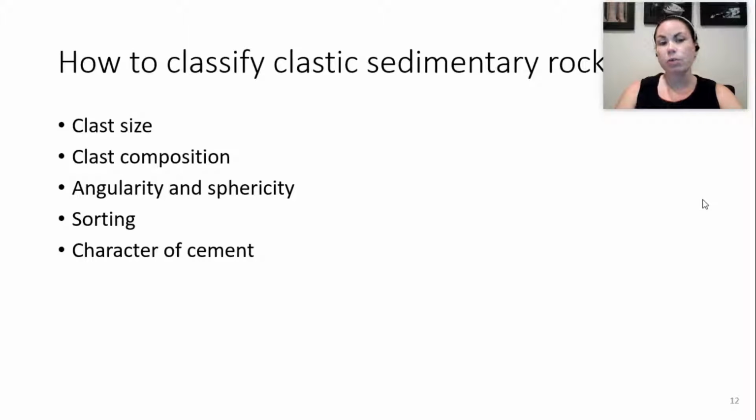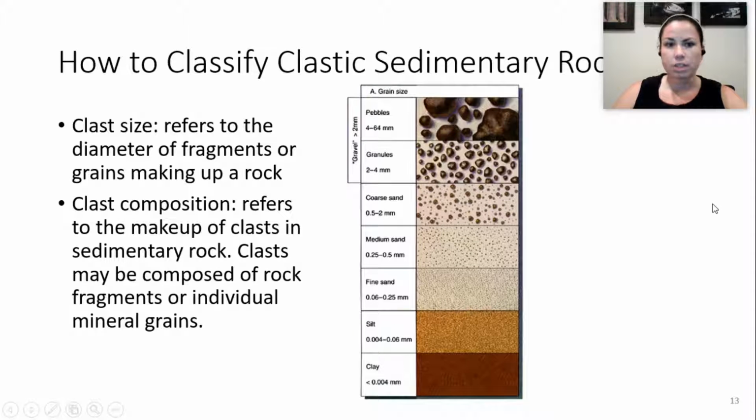Okay, so there's a few different ways that we can classify clastic sedimentary rocks. First is clast size, clast composition, angularity and sphericity, sorting, and the character of cement. So let's talk about what those mean. First is clast size, and this refers to the diameter of fragments or grains making up a rock.